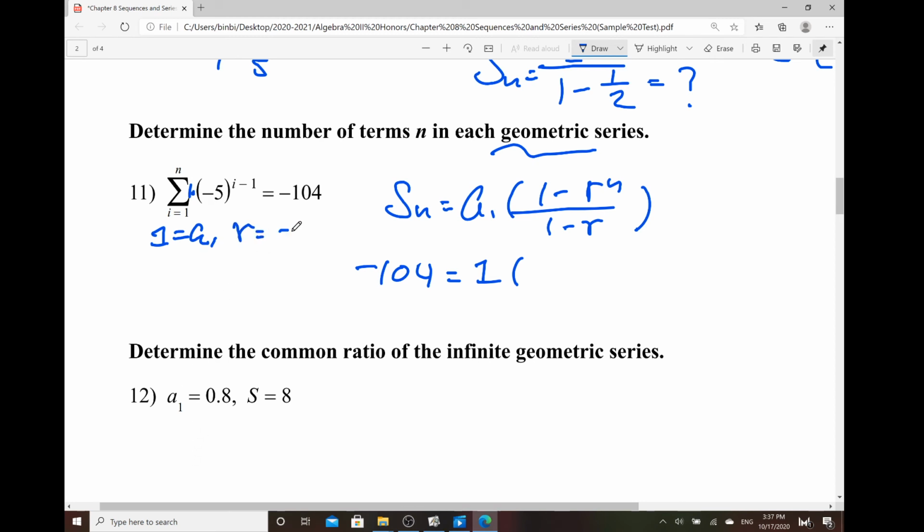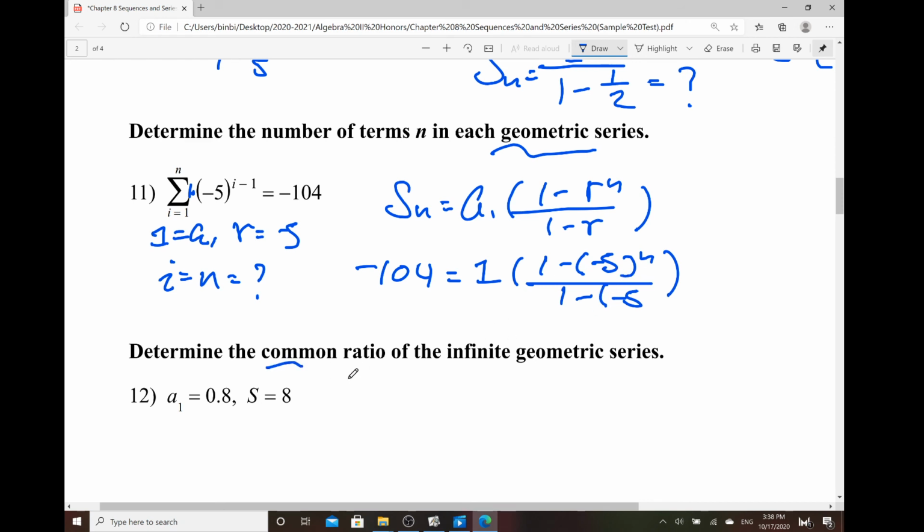Common ratio is negative 5. Again, i is not the imaginary number, just a subscript number. So the value of i is just what? n. That's what we're looking for. So 1 minus common ratio, negative 5 to the power of n over 1 minus negative 5. Again, once you simplified it, it's going to be one of the exponential equations, whether that's exponential growth or decay. And then you want to solve for n.